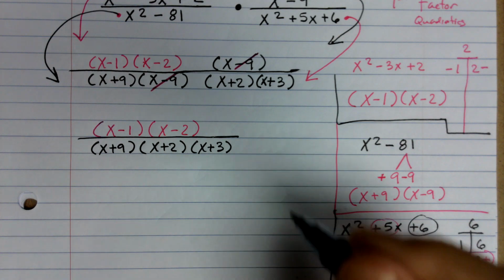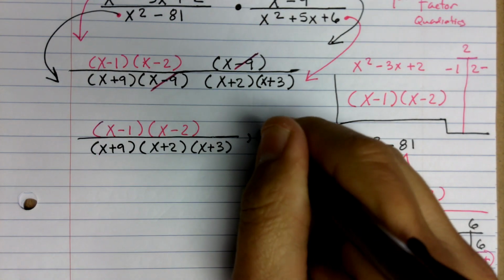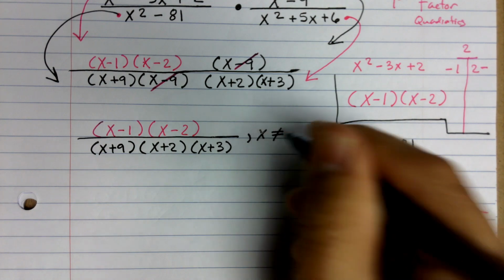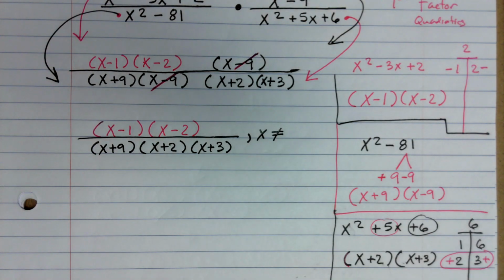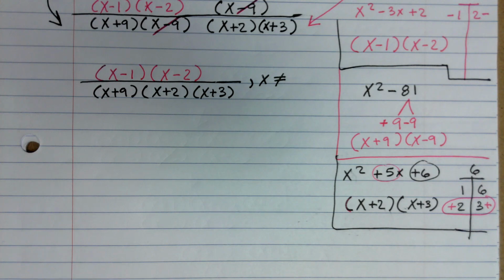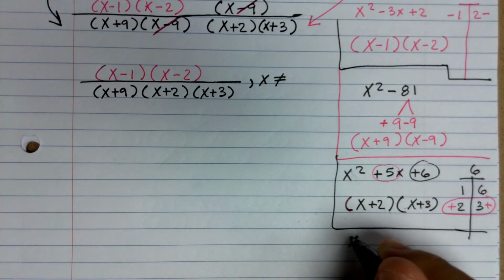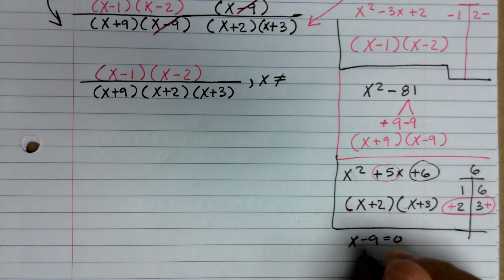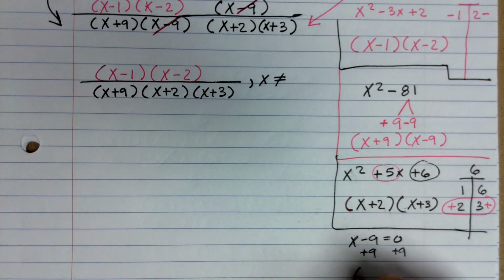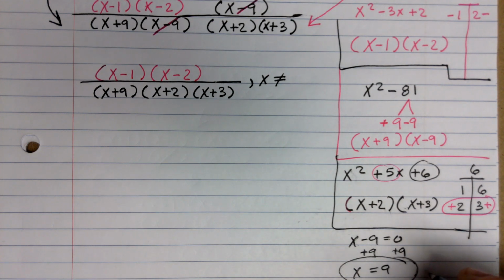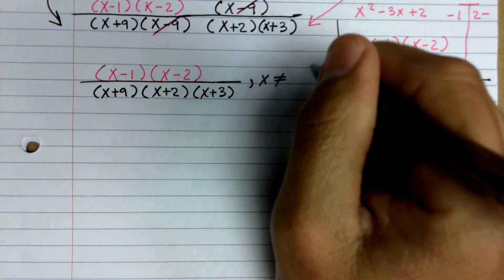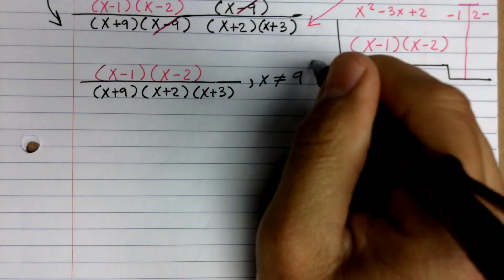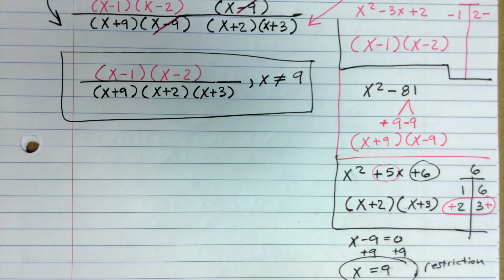Now this isn't our final answer because we also need to take into account there was a restriction. So I'm going to put comma, x cannot be equal to, and we're going to take this x minus 9 and we're going to set it equal to 0 to get the restriction. So x minus 9 equals 0, and again this is just the one that we canceled. And if we use inverse operations to solve it for x, which is what you should always do, notice it gives me x equals positive 9. So this is my restriction. x can never equal positive 9. So I'm going to put x is not equal to 9. And that's my final answer.